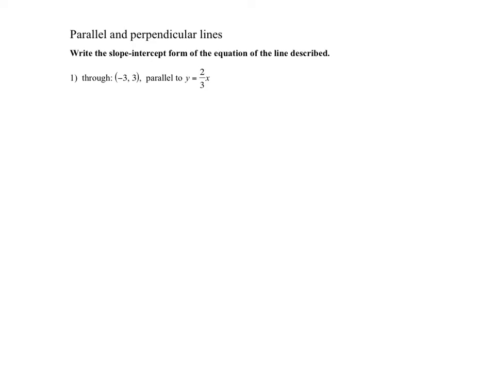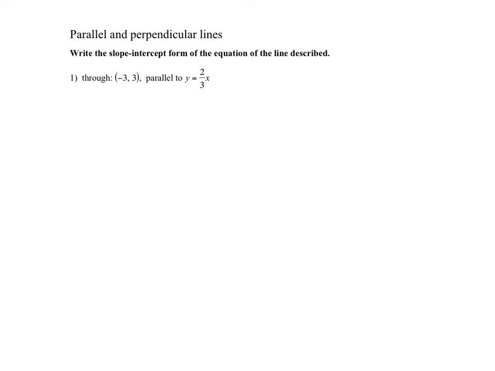Hi, so in this video, we're going to be working with parallel and perpendicular lines. We want to write the slope-intercept form of the equation of the line described. So it's telling me that it passes through the point (-3, 3) and is parallel to y equals 2/3 x.